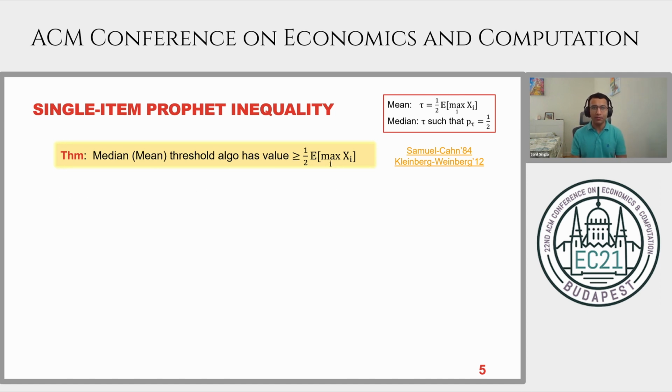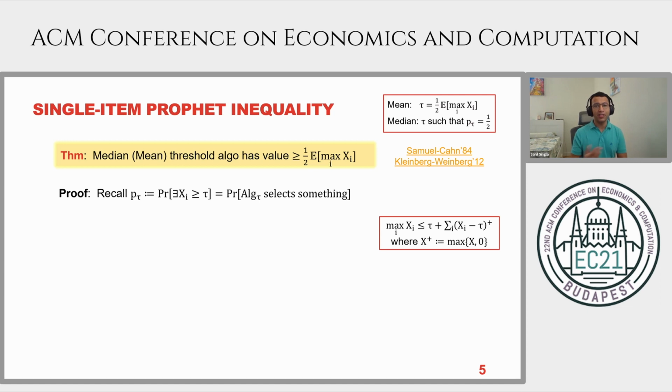So I'm going to prove it for the median threshold. So not for the mean, but pretty much the same proof works. And recall what I've defined, p tau is nothing but the probability that there is at least some variable that exceeds tau, that is at least tau. And for this threshold algorithm, this is also exactly the probability that your algorithm selects something. If all the variables are less than tau, then you don't select anything. If at least one of them exceeds tau, then you get something.